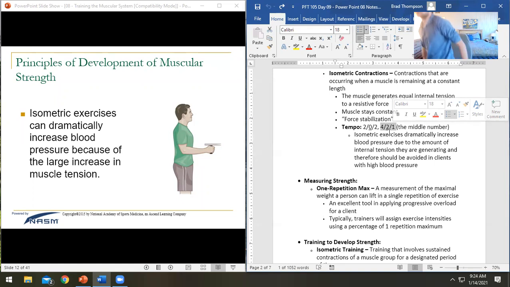let's say just a body weight squat, maybe I just put my hands here like this. I'm just going 1, 2, 3, 4, 1, 2, 1, right? That's a great way for me to learn how to do it. It's a great way to give my client enough time to memorize the body position and hold it, which has a really positive effect.